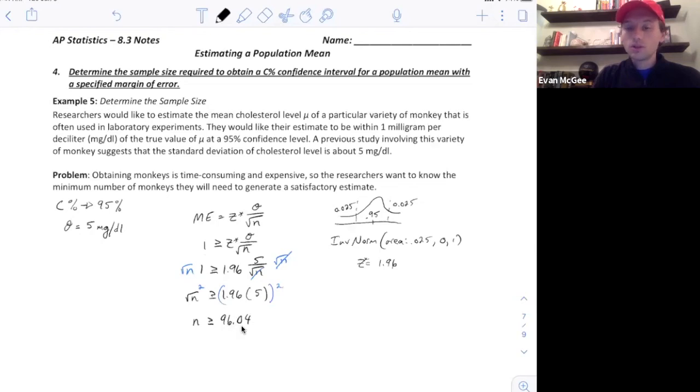So we have to include this 0.04, and we can't have 0.04 of a monkey, so we have to have 97 total monkeys to ensure this. So our sample size needs to be 97 monkeys.